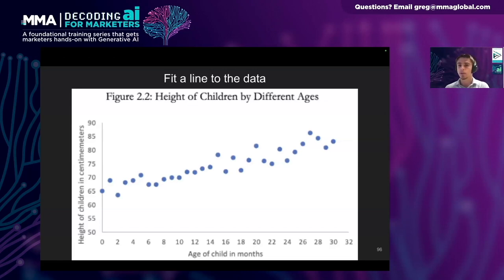Let's imagine you want to predict how tall a child would be at 40 months, which is outside the data set here. This data set only goes up to about 31 months. So we need to extrapolate out to make our prediction of how tall a child is. Our ability to make that prediction would start with trying to fit a pattern to the data. So let's see how an AI would fit a pattern to this data.